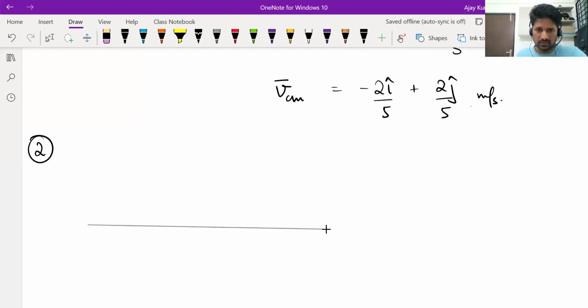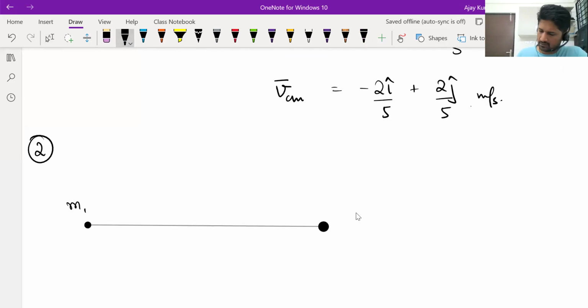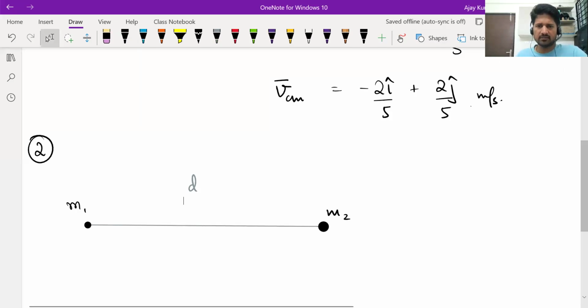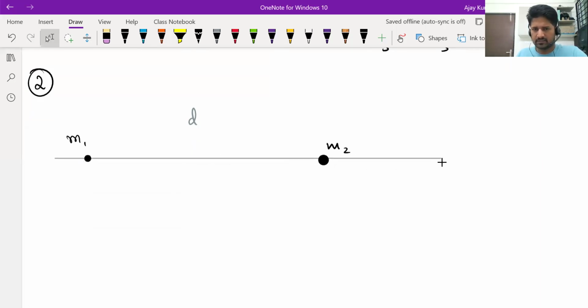Now consider a situation like this. Let's say there are two particles, one of mass m1, the other of mass m2, separated by a distance d. So it's a system of two particles. Definitely there will be a center of mass for this system. You have to find out where the center of mass lies. For that, we'll assume the line along which these particles lie is the x-axis, or any axis you can take. I'm assuming it is the x-axis.